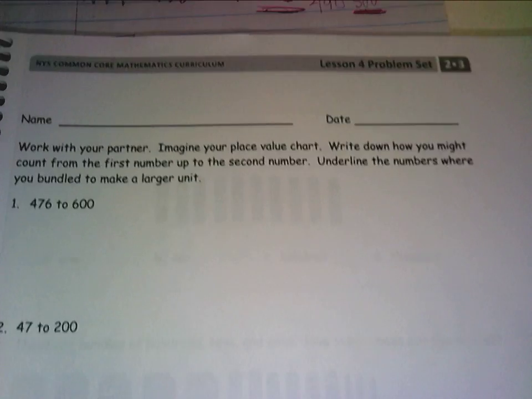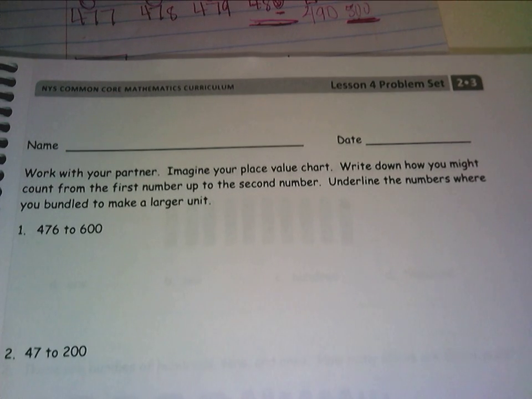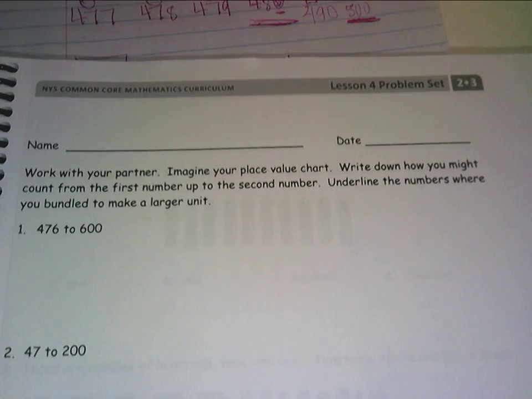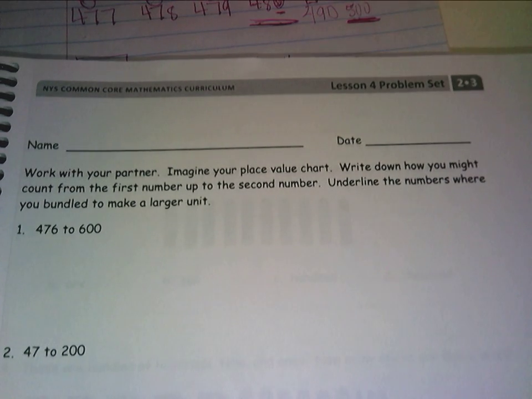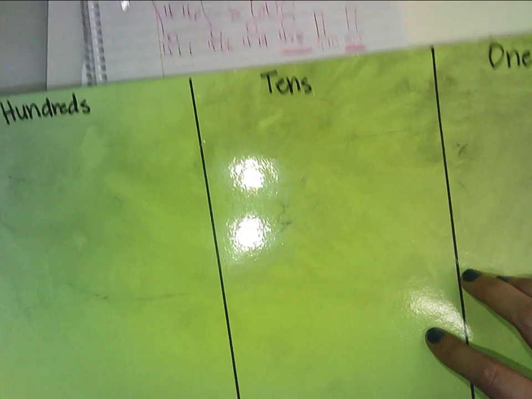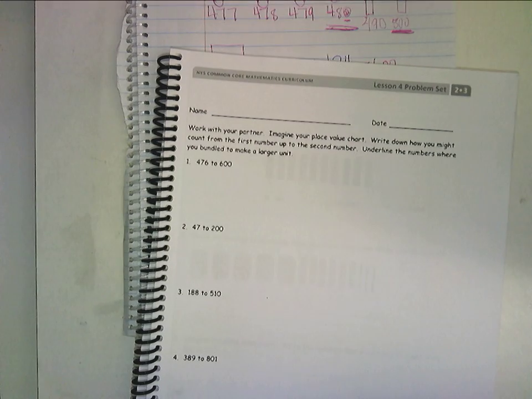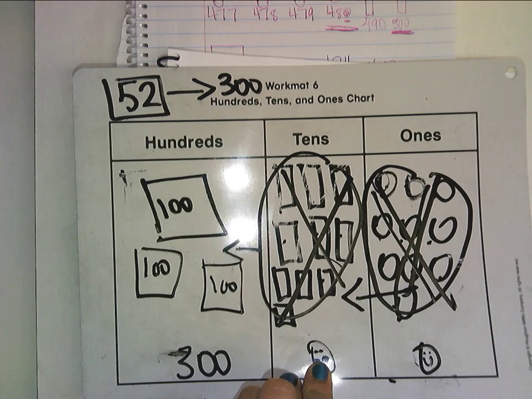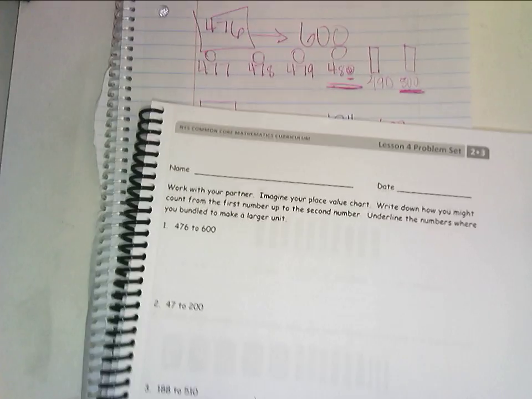So here's lesson 4. It says, work with your partner, imagine your place value chart. You're not going to imagine it. You're actually going to use a place value chart. Yours is going to be big like this. It's green, with lots of space for you to draw your ones, your tens, and your hundreds. You're going to use this like I was using my place value chart. Yours is a lot bigger than mine. Mine was much smaller.